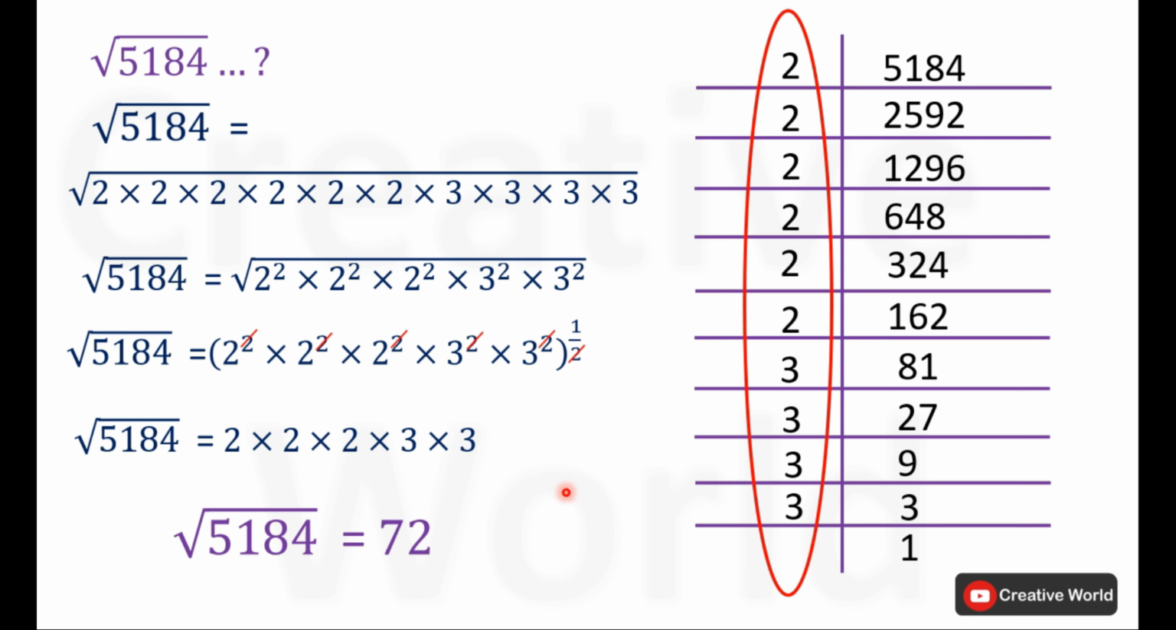While using this same methodology, we can calculate any square root without using a calculator.